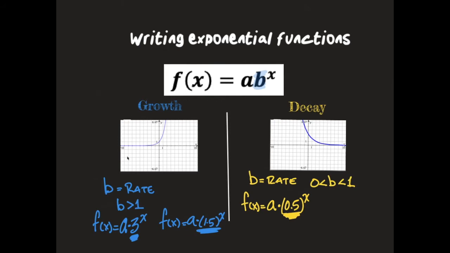So let's give you another example. What if I have an f of x, and one more time I'm going to use a to say any initial value, times 1/4 to the x. So again, it does not matter that I have a fraction. If my number is between 0 and 1, I'm going to have decay.